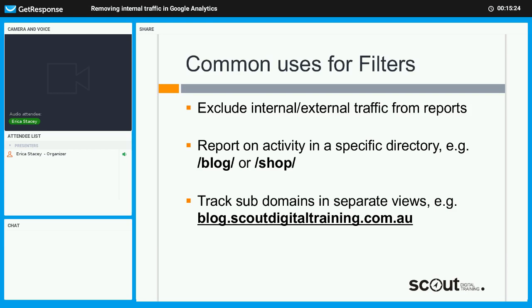It might be for reporting on activity in a specific directory. So when we talk about a directory, it's a group of pages or a section of your website, and something like /blog or /shop may come after your website address. So if you want to, again, look at just how people are engaging within your blog or within your shop, you may keep your all web data, which looks at your entire website, but then create views that look at specific areas of your website as well.